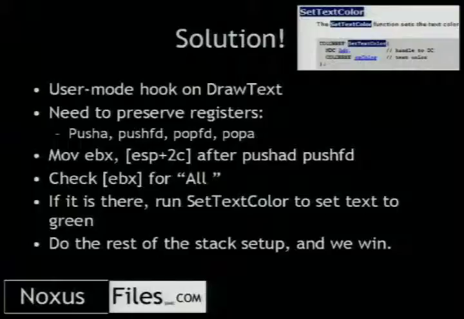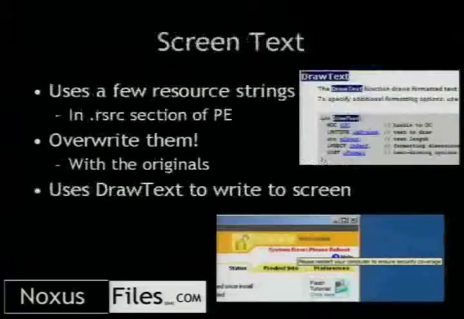Now, where you see this mov ebx, [esp+2C] after the pushad and pushfd, that's looking at one of the arguments of DrawText. It's seeing what text is going to be written, and it will check it for "all". Now, I think I forgot to explain the reason why I did this. If you see here, that's red. "System error, please reboot", that's all in red.